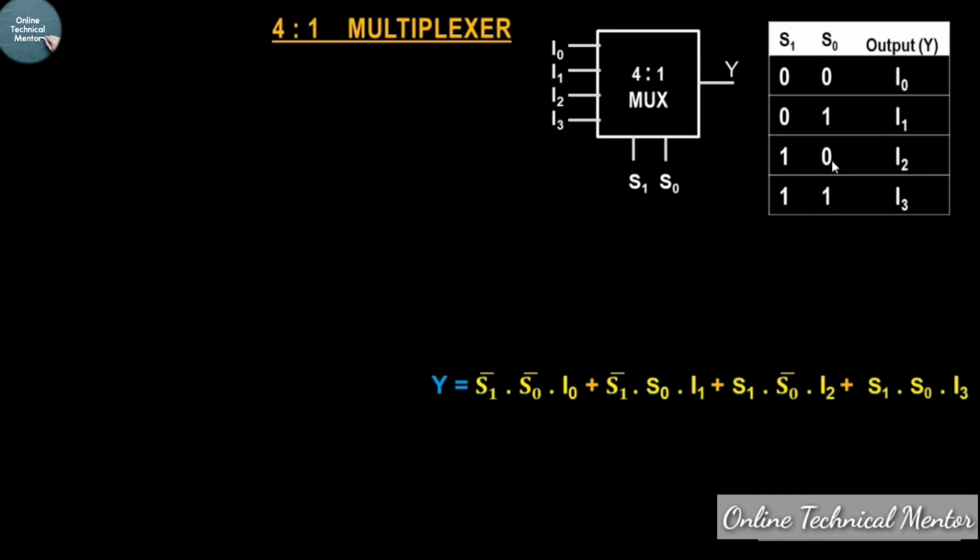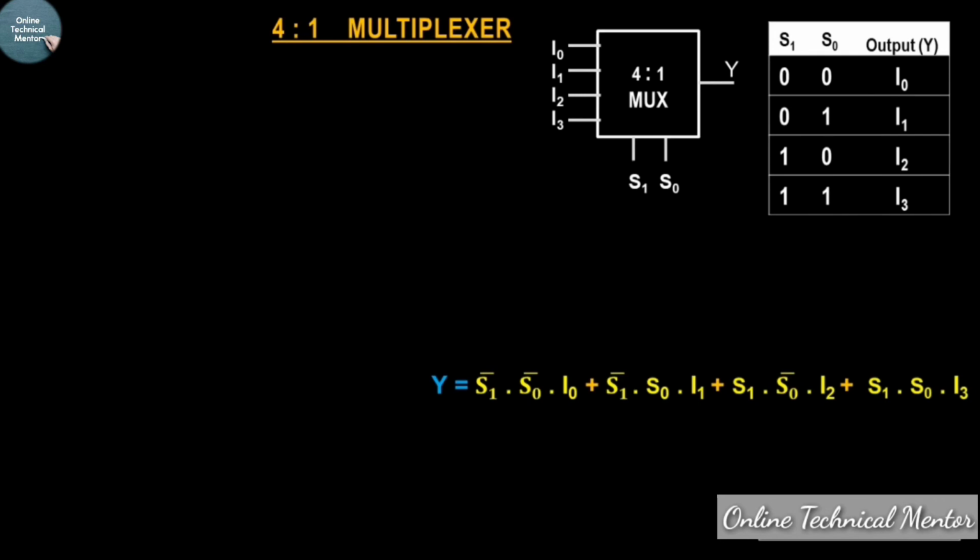So there is another condition, S1 equal to 1 and S0 equal to 0. At that time I2 will pass through the output. So write S1 simply, and S0 is 0, so write down S0 bar over here along with I2. And for the last row, both S1 and S0 are 1. So just simply write down S1 and S0 along with the I3 input. So we have 4 min terms in the expression.